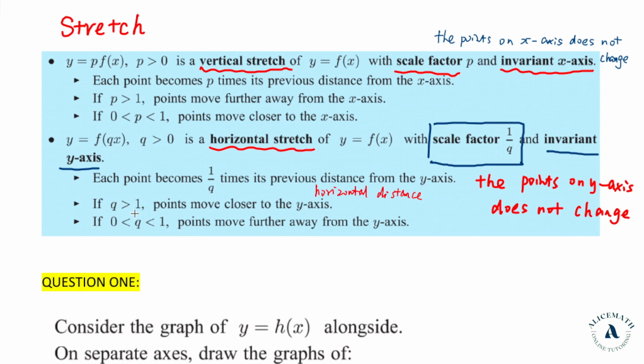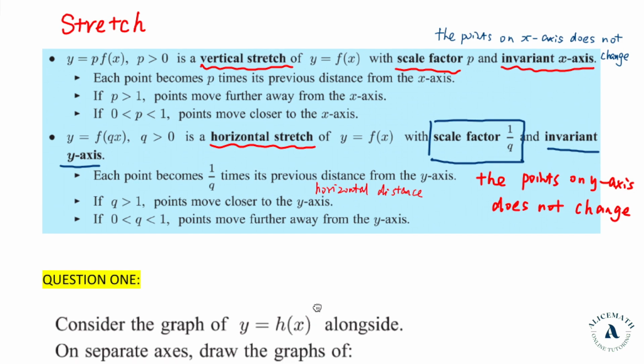If q is greater than 1, the scale factor is 1 over q, which means the point moves closer to the y-axis. If q is between 0 and 1, the point moves further away from the y-axis. Okay, so this is the short description of vertical stretch and horizontal stretch, and they have some key features. Now let's look at the following question.